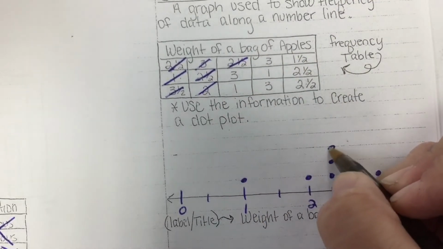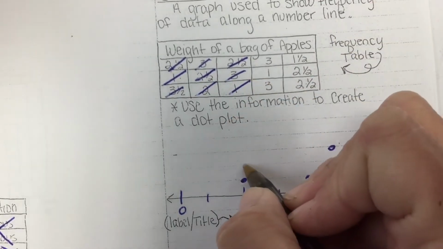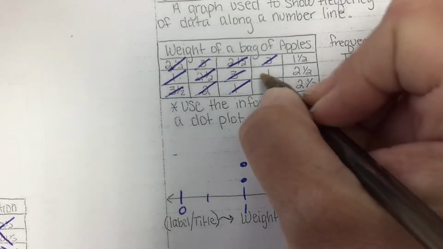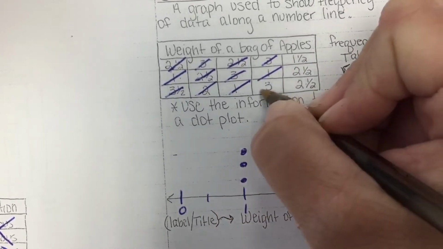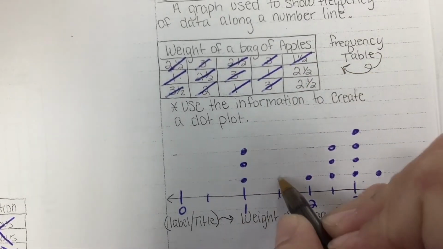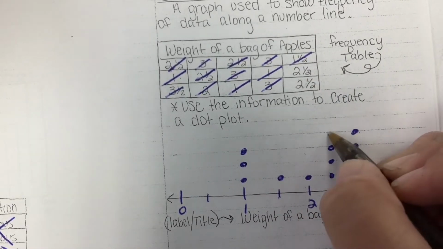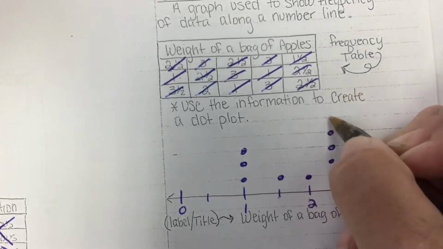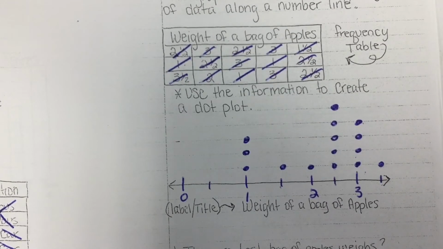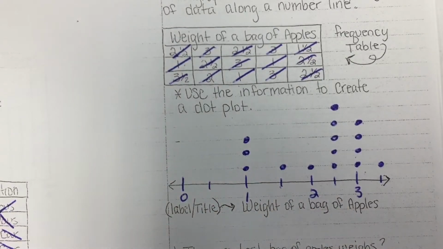2.5, 3, 1, 3, 1, 3, 1.5. So there's 1. This is 1.5. 2.5. So over here's 2. This would be 2.5. So I'm doing 1, and then I'm going to do another one. All right, so there's your dot plot. That's how you complete a dot plot.